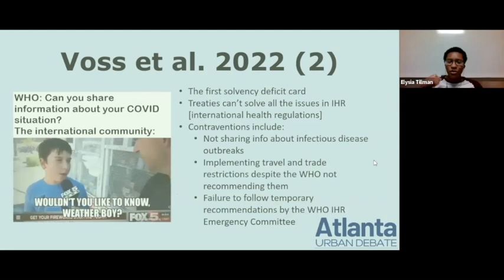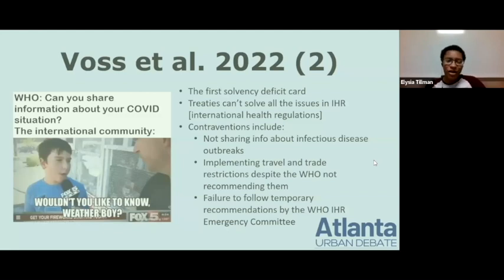So the rest of the arguments in the 2AC shell are solvency deficit arguments. There's 3 different arguments that are all kind of just like, okay, well, this is why doing the counterplan alone will not work. It will not solve the affirmative harms. So the first card is also from Voss and others.